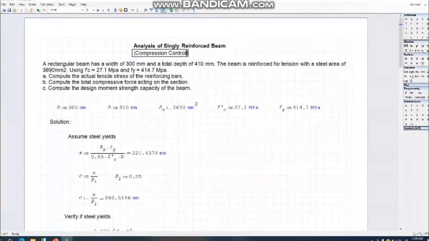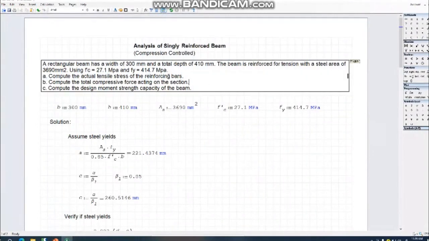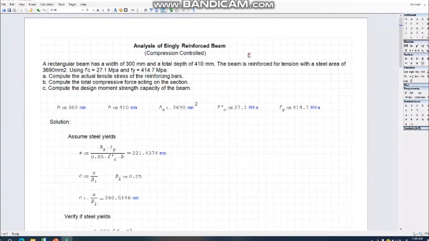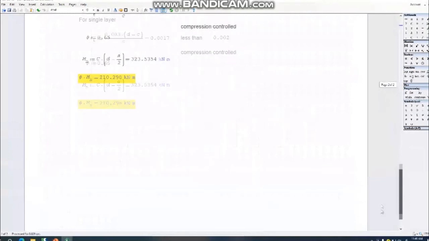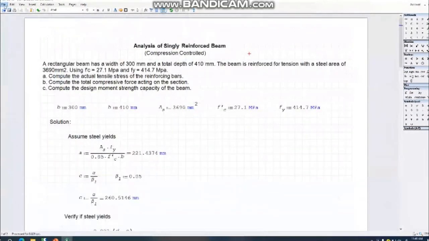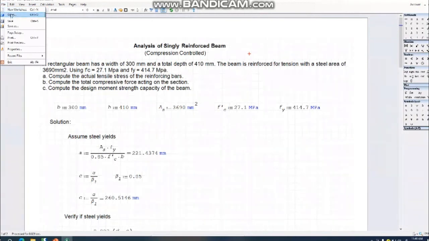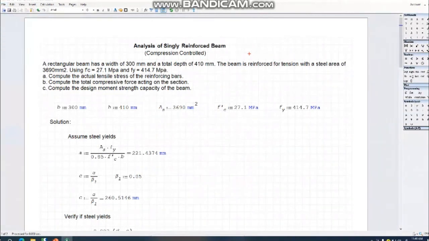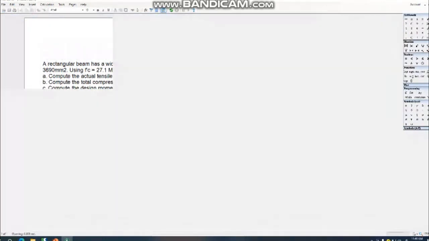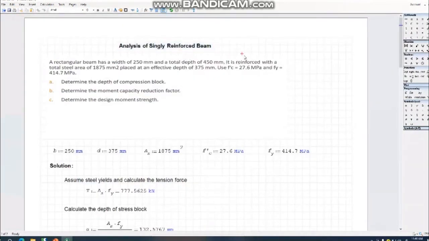So this example is for compression control. Okay, so this is how you approach pag compression control, yung problem. Well, ang kanina na akong example, ang first na ako is tension control. Ang second example natin is transition region, no? So, this example, problem 2, this is actually transition region.